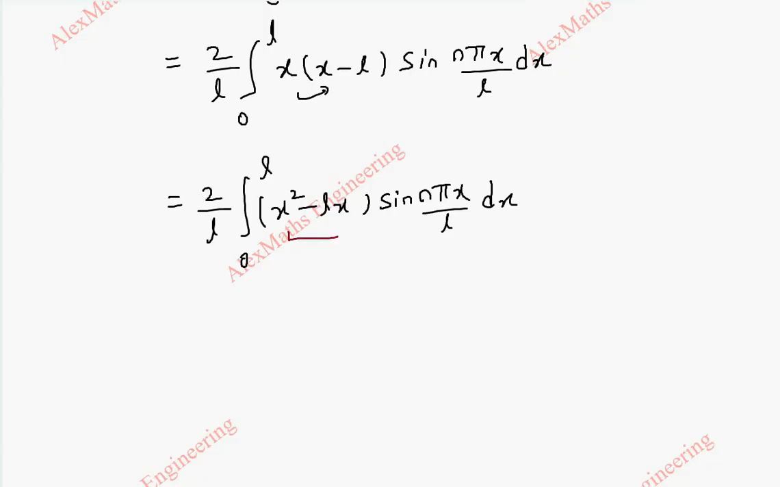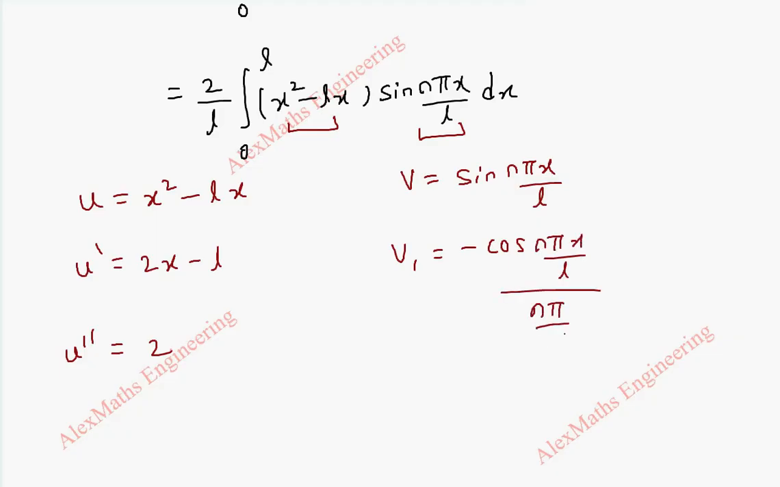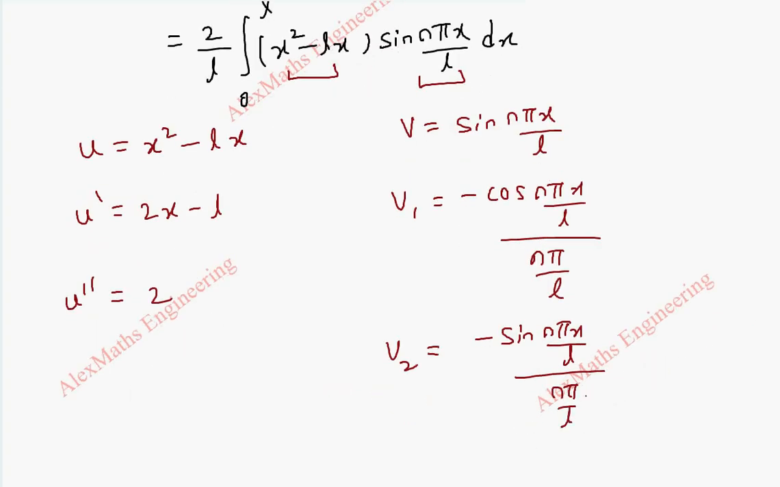Now this is u and this is v. So u equal to x square minus Lx and v is sin(n pi x by L). Now u dash will be its differentiation 2x minus L and u double dash will be 2. And v1, its integration, is minus cos(n pi x by L) by n pi by L, and v2 will be minus sin(n pi x by L) by (n pi by L) whole square.